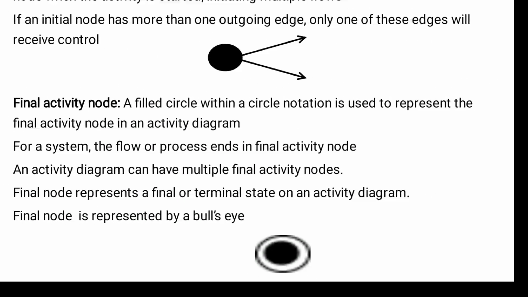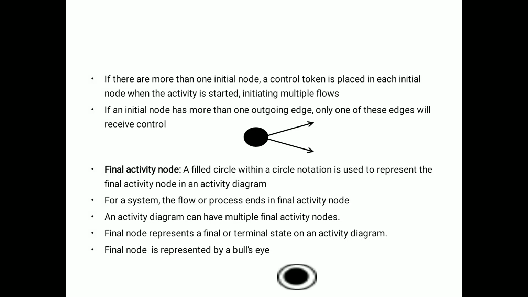And what it says is that a filled circle within a circle notation is used to represent the final activity node in an activity diagram. For example, in a system, the flow or process ends in the final activity node. An activity diagram can have multiple final activity nodes. Final node represents a final or terminal state on an activity diagram. Final node is represented by a bull's eye.